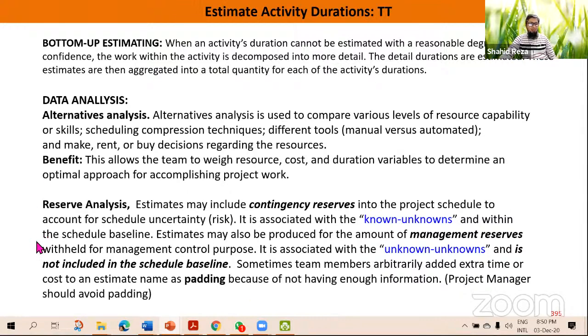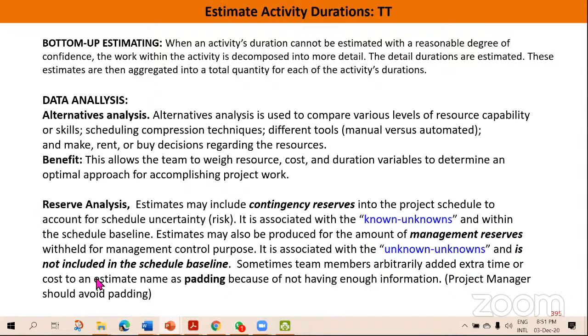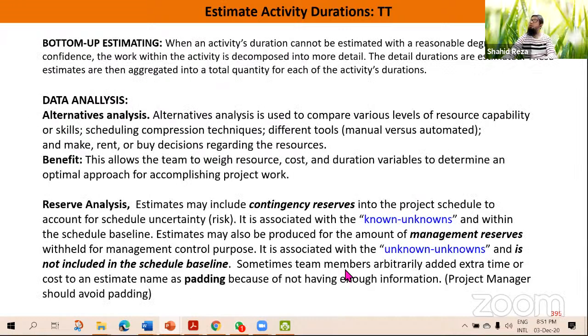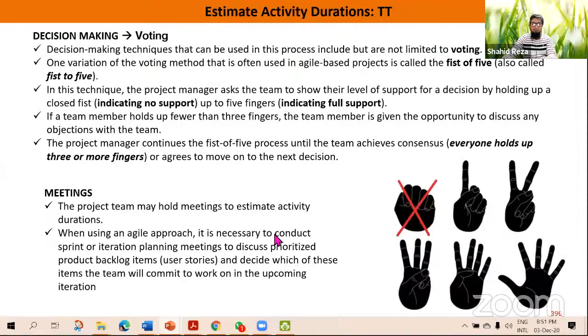Okay. And about reserve analysis, as I already explained, known unknowns and unknown unknowns, you will get everything here. And also, when you read the cost chapter, there I use a table to show you the difference. Okay, so this is a very long chapter. We'll take a break at 9.